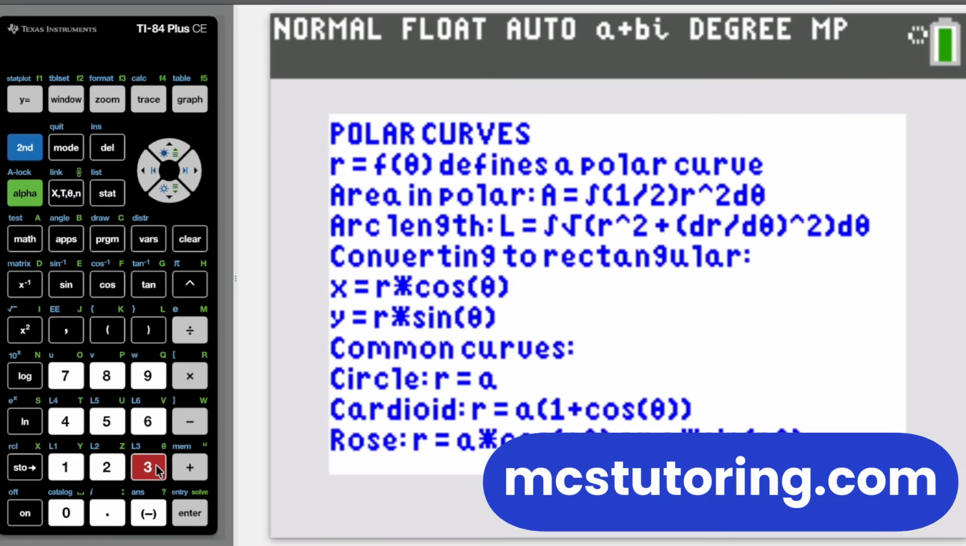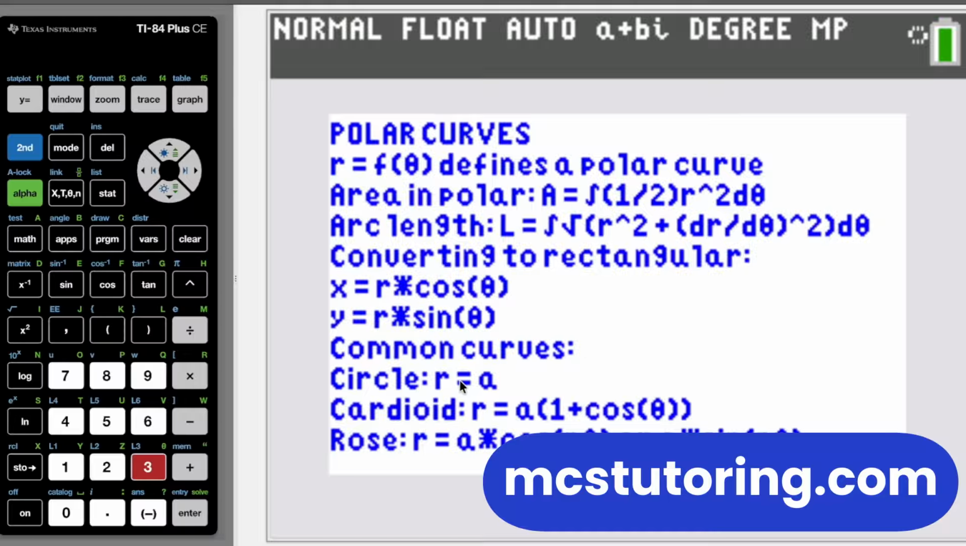Polar curves, I used to understand. r equals f of theta defines a polar curve. So the area is going to be the integral of 1/2 r raised to the 2 d theta. Arc length, there we go. Converting to rectangular: x equals r cosine theta, y equals r sine theta. I used to forget this sometimes.